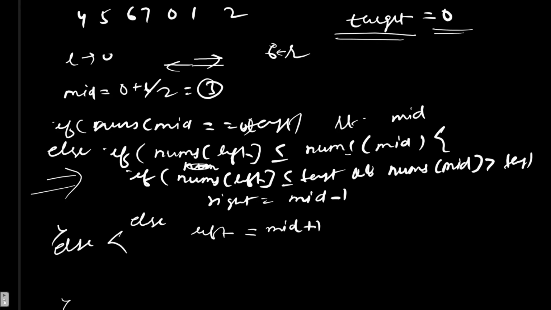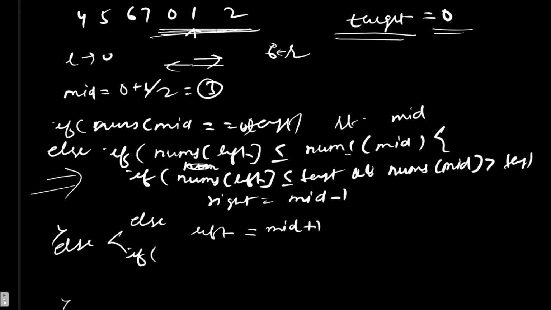Okay, so after this, let's say we are in the else part. How can we come into the else part? Let's say our mid is this, so we can see that our nums of left is not lesser than or equal to nums of mid. So in this case we will come to the else part. In this we have to again check some condition. How can we ensure that our element is present in this right part only? For that we first have to check whether nums of mid is lesser than target or not.